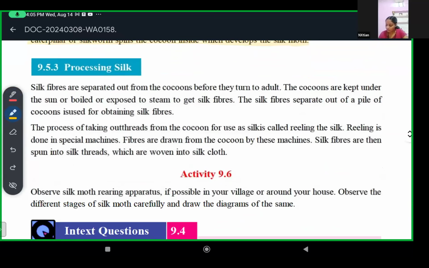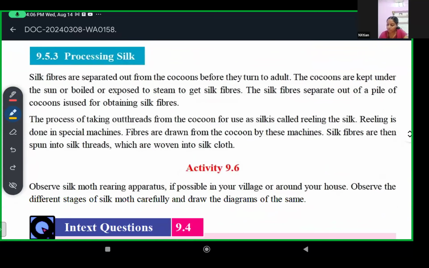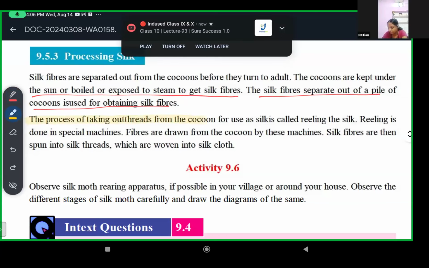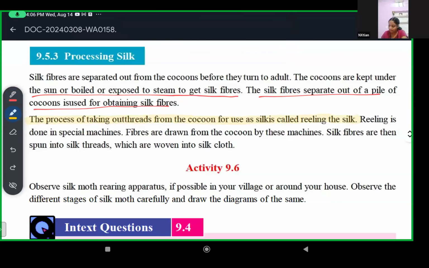The cocoons are kept under the sun, boiled, or exposed to steam to get silk fibers. The cocoon is hard, so they boil it or keep it under the sun or expose it to steam, and it separates into very thin fibers. The process of taking out threads from the cocoon for use as silk is called reeling the silk. Reeling is done in special machines. Fibers are drawn from the cocoon by these machines. Silk fibers are then spun into silk threads.